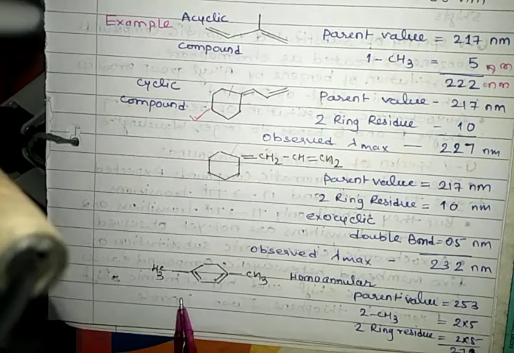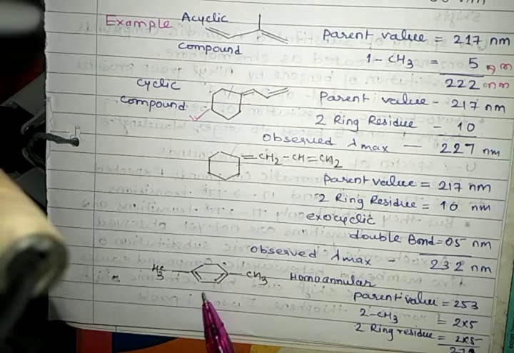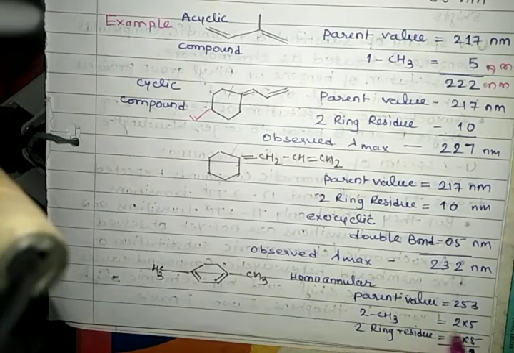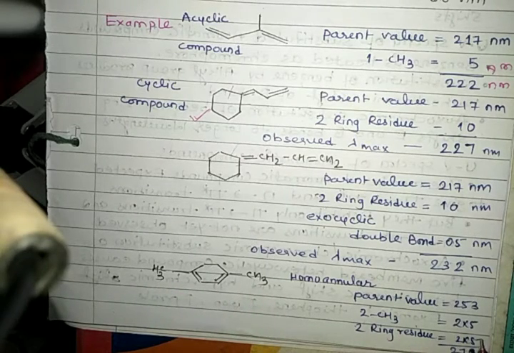Another example we take here: homoannular parent value. The main parent chain is a homoannular conjugated diene. So parent value is 253 nanometer, and there are two alkyl groups. For 1 it is 5, for 2 it is 10, and there are also two ring residues, so also 10. In total we get 273 nanometer observed lambda max.